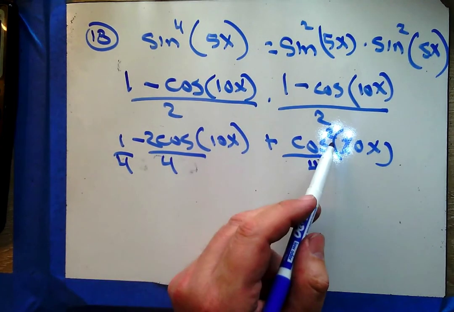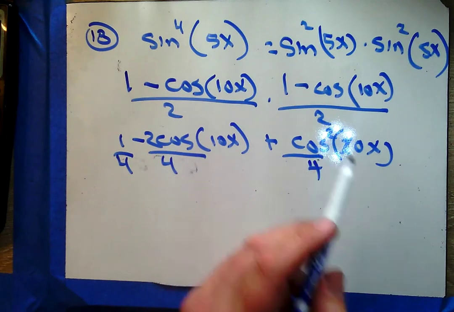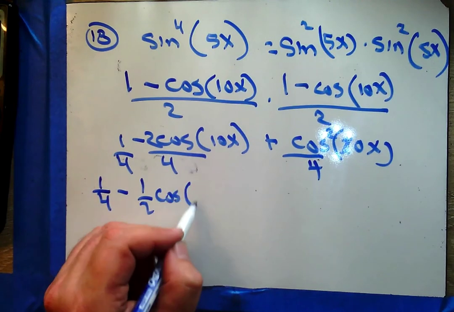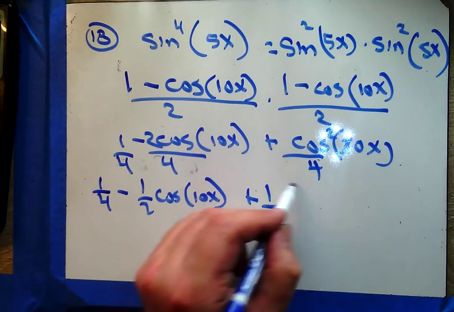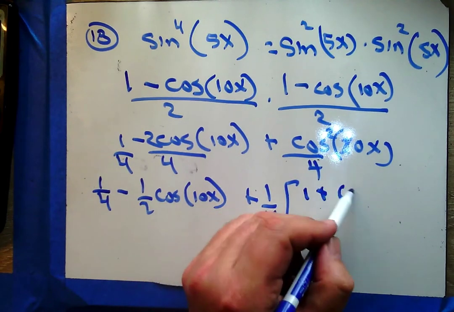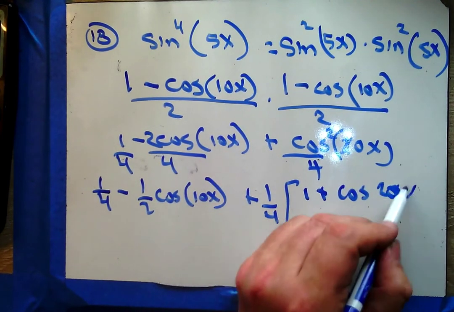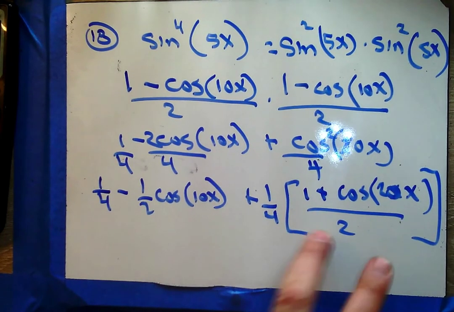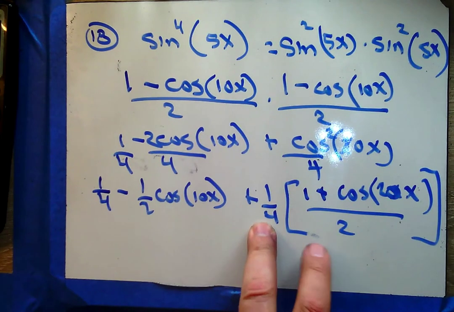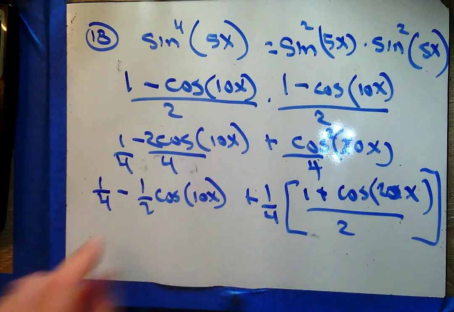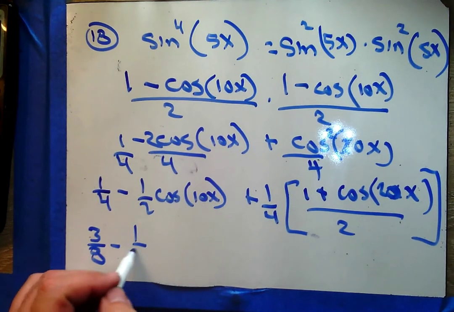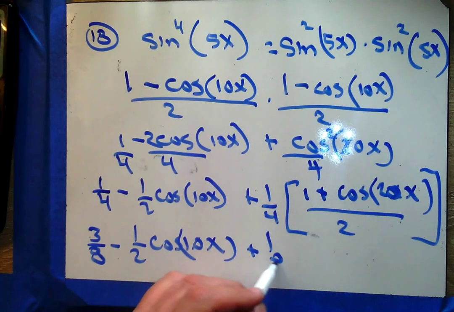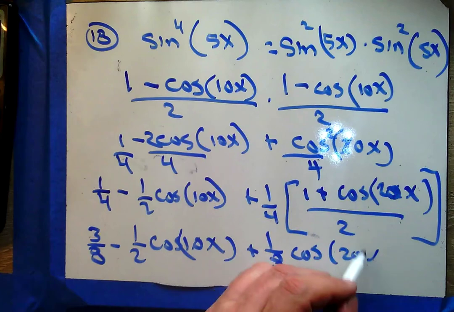So I see that cosine squared, which means I need to use power reducing again, so that angle is going to double. 1/4 minus 1/2 cosine 10x plus 1/4 times 1 plus cosine 20x, all over 2. So I need to split this into two fractions. I need to distribute the 1/4. I'll have a 1/8 plus 2/8, so I'll have 3/8 minus 1/2 cosine 10x plus 1/8 cosine 20x.